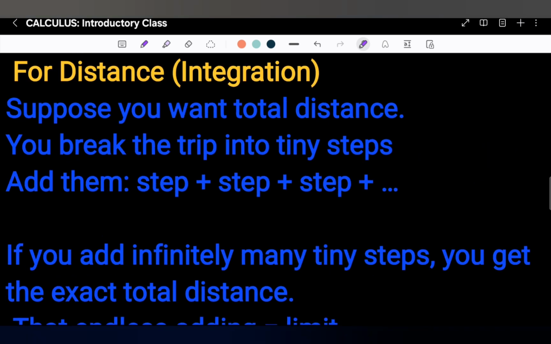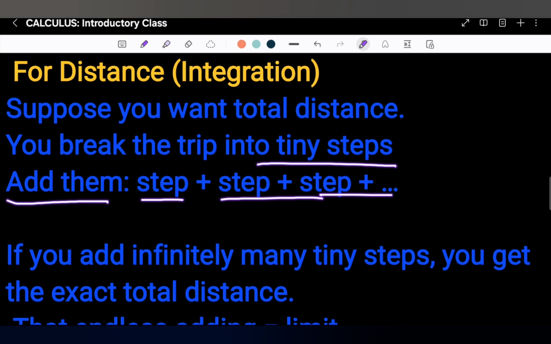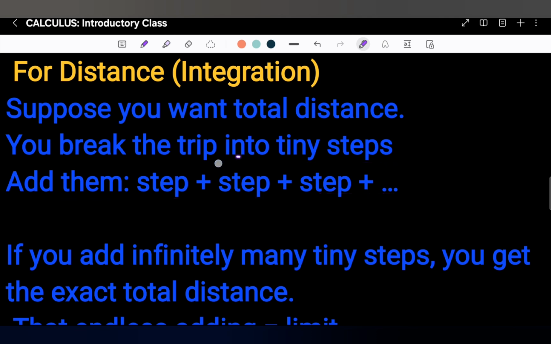That was what we considered about differentiation. Now consider integration. We use it to answer the distance. How much distance will the car cover? Suppose you want the total distance, you break the trip into tiny steps. Add them step plus step plus step. Like we calculate the steps of that particular individual towards the wall, in the same way, we will calculate the steps of the car.